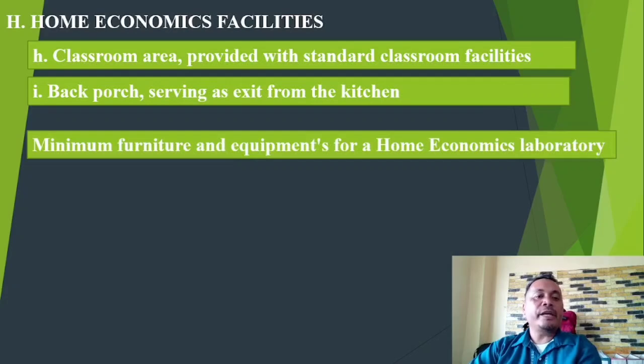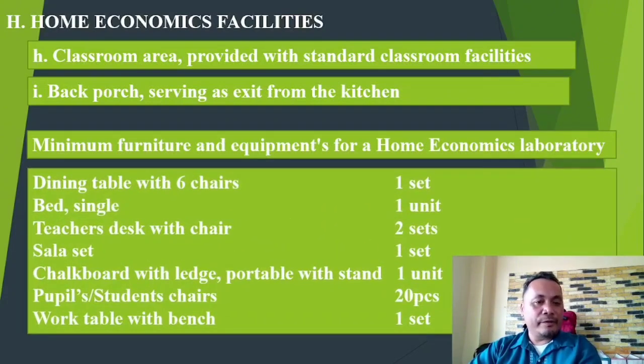Okay, so minimum furniture and equipment for a home economics laboratory. Okay, what are the minimum equipment? Okay, so we have here the dining table with 6 chairs, isa ka set, bed, single, isa ka buok, teacher's desk with chair, duha ka set, sala set, isa ka set, chalkboard with LEDs, portable with stand, isa ka unit, pupil student chairs, 20 pieces, work table with bench.